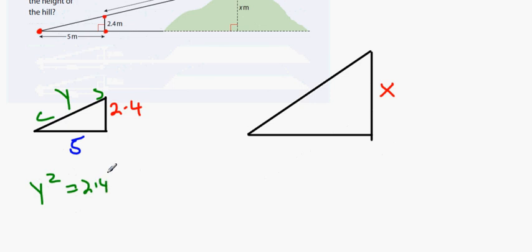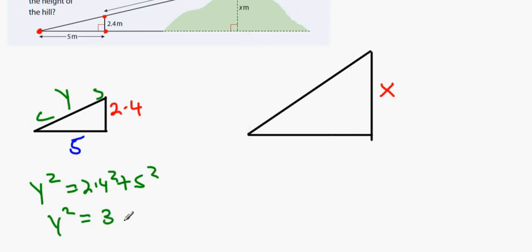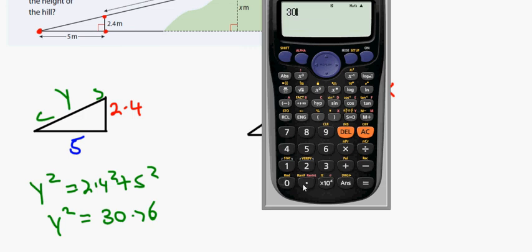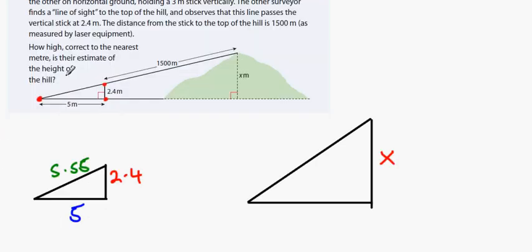So y squared equals 2.4 squared plus 5 squared. Pythagoras' theorem, we're going to get 30.76, so y squared equals 30.76, square root it, and it's going to be 5.55. Okay, so this is going to be 5.55 rounded off. Now if that's 5.55, then the full length is going to be 5.55 plus 1500, which is going to be 1505.55.